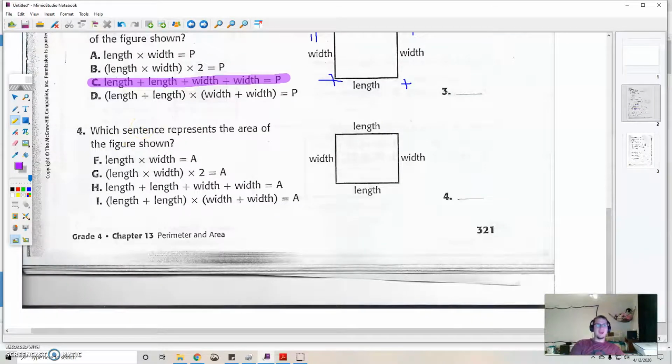Question number 4, which one represents the area? Now, area gets us into something completely different, because now area, we're talking about all of this space in here. If we had little squares showing us the length and width, we could count each of the individual squares, and that would tell us how many square units there were. Or we can remember our formula. Everybody say this with me. Area equals length times width. Say it with me. Area equals length times width. So we're just going to do the length times the width, right there.